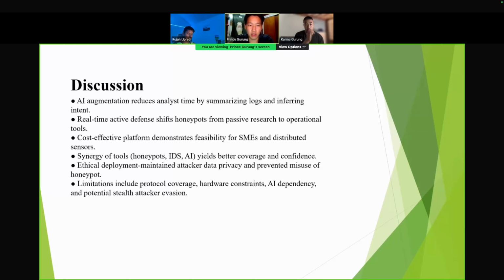Synergy of tools: honeypots, IDS, AI. These yield better coverage and confidence, ethical deployment, maintaining attacker data privacy, and preventing misuse of the honeypot. Limitations include protocol coverage, hardware constraints, AI dependency, and potential stealth attacker evasion.